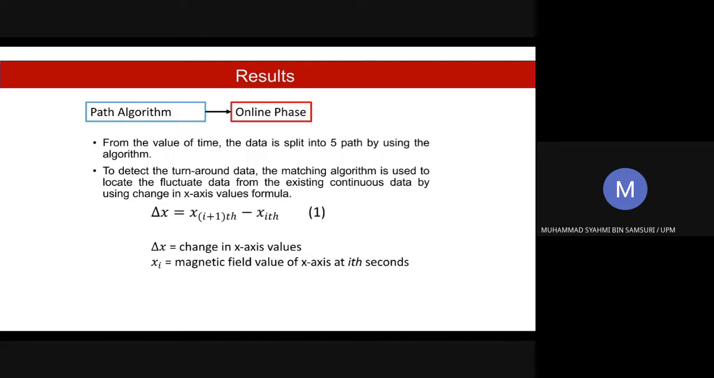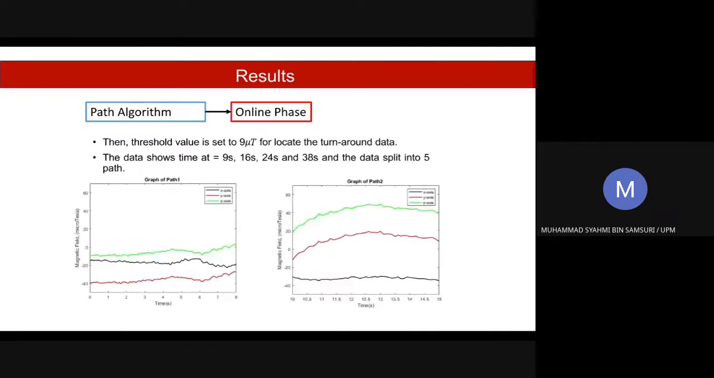So from the value of the time, the data is split into 5 parts by using the algorithm. To detect the turnaround data, the matching algorithm is used to locate the fluctuate data from the existing context data by using the change in x value formula. So x2 minus x1, and then we get the total change in x value.